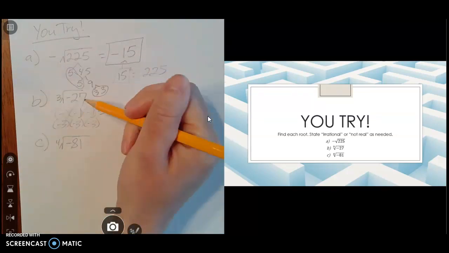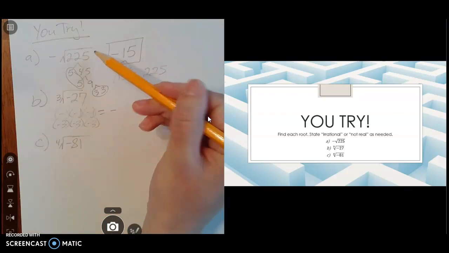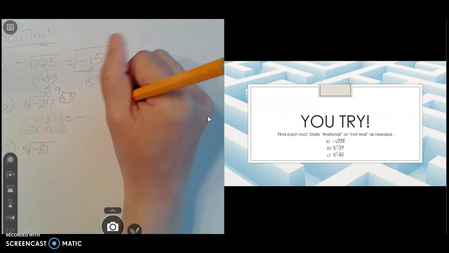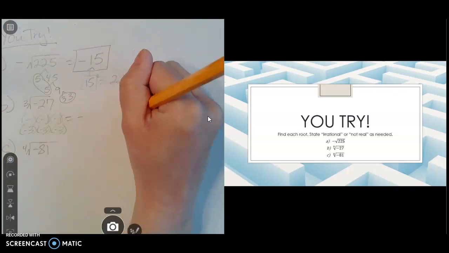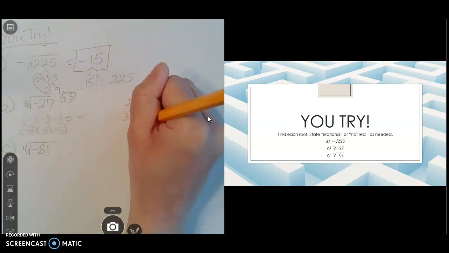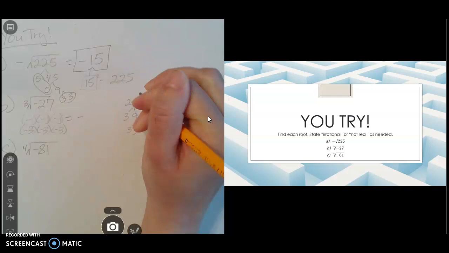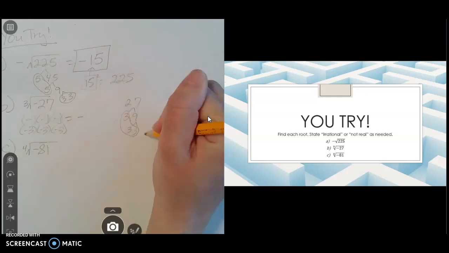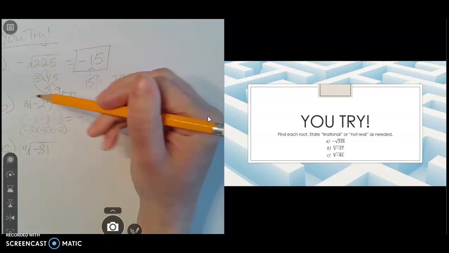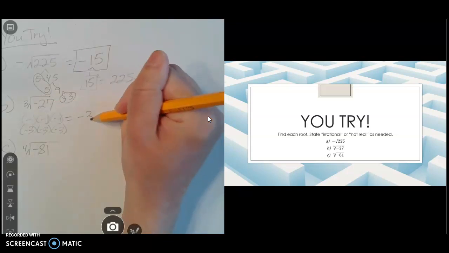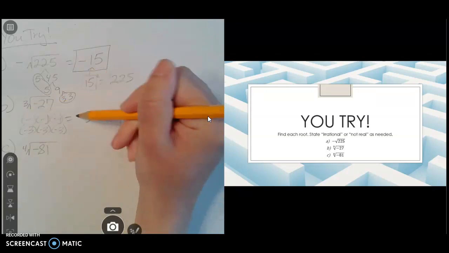Or you may want to break it apart, kind of like what we did with 225. And you got that over to the side. So 27, you might know that that's 3 times 9. And then 9 is 3 times 3. And then you can see that group of 3 3s. Okay? So the cube root of 27 is 3. The cube root of negative 27 would be negative 3.